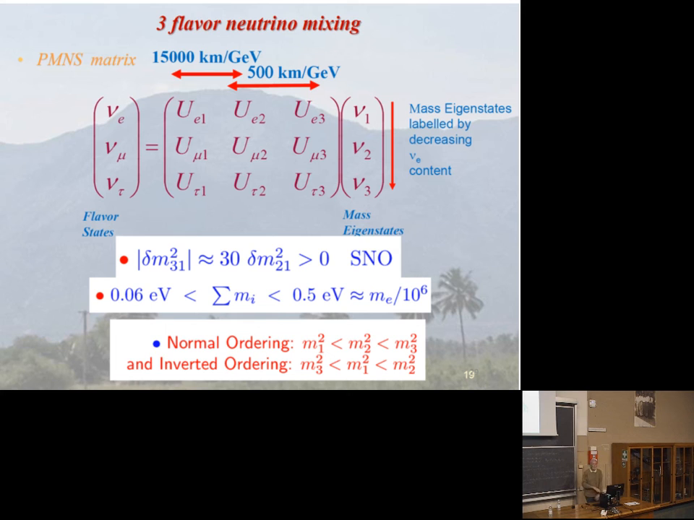So one big question in physics that people are pursuing and working very hard on right now is what they call the hierarchy. Now that we know there's masses for the neutrinos, are the masses ordering from lightest to heaviest the same as for the quarks, or are they somehow inverted from each other?